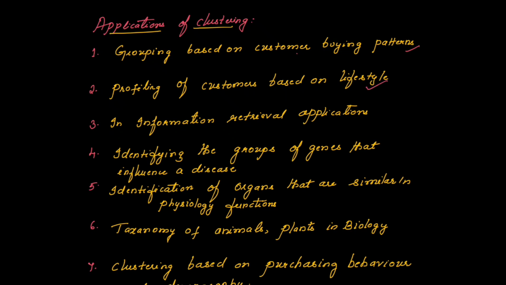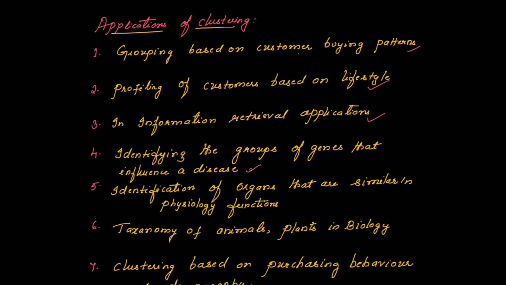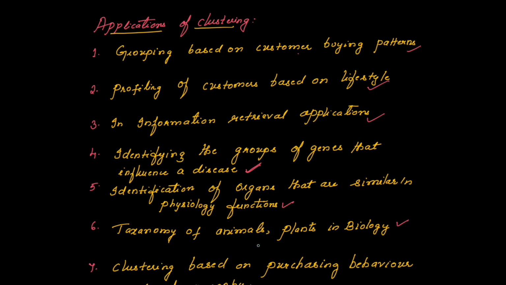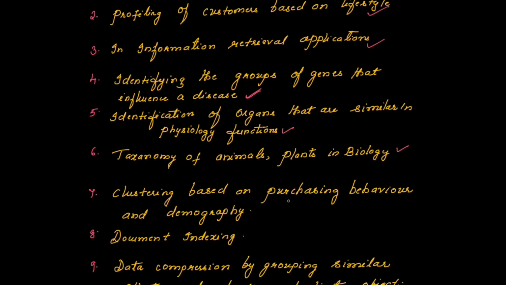Profiling of customers based on lifestyle in information retrieval applications, identifying the groups of genes that influence a disease, identification of organs that are similar in physiological functions, taxonomy of animals and plants in biology. That means you are grouping the animals and plants based on their characteristics. So that is called taxonomy. Clustering based on purchasing behavior and demography.